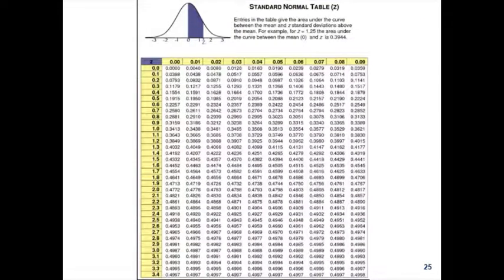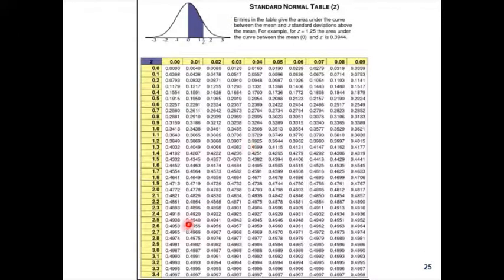Here is another example of a standard normal table. Entries in the table give the area under the curve between the mean and z standard deviations above the mean. For example, z is equal to 1.25. The area under the curve between mean 0 and z is 0.3944. How do we calculate it? We go to 1.2 and then the fifth value, which is this one, 0.3944.